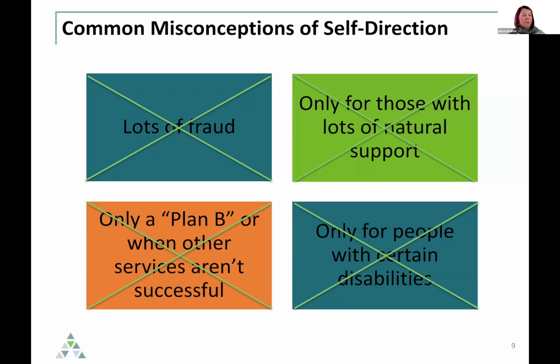There's also this misconception that it's only a plan B for when other services aren't successful. It shouldn't be used as a last resort. It should be offered to anyone right away. And also there's this misconception that it's only for people with certain disabilities. For instance, maybe it wouldn't be appropriate for people with intellectual or developmental disabilities. Not only am I a participant who uses self-direction, but I was a support broker and am a support broker for many years. And I've seen many people with many different types of disabilities be very successful in self-direction.